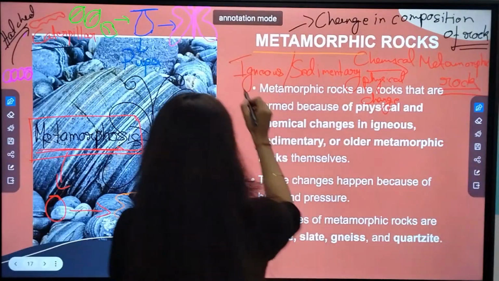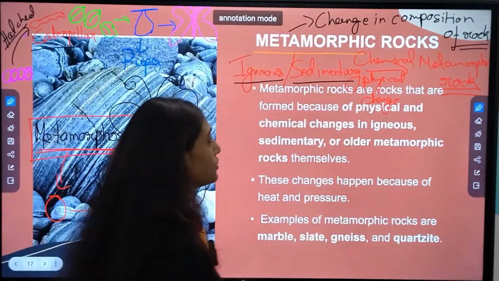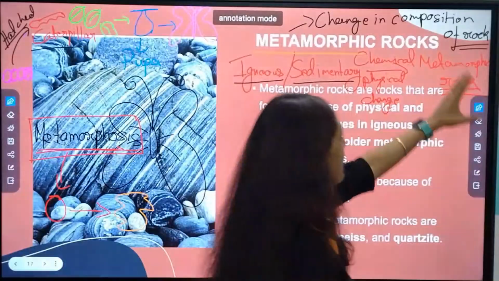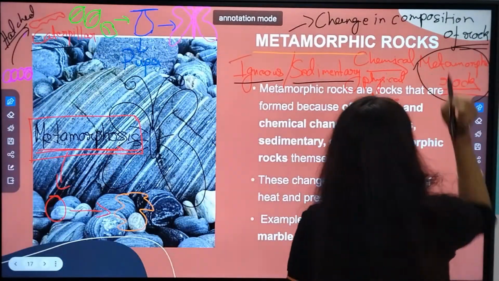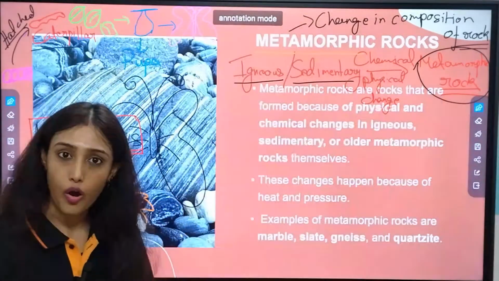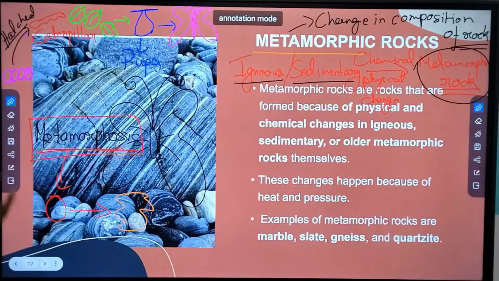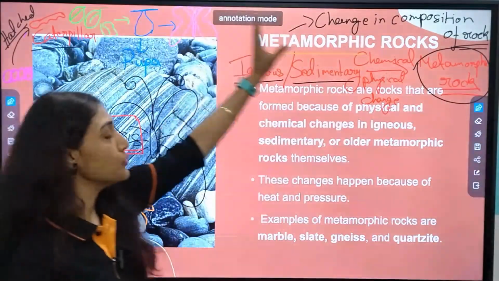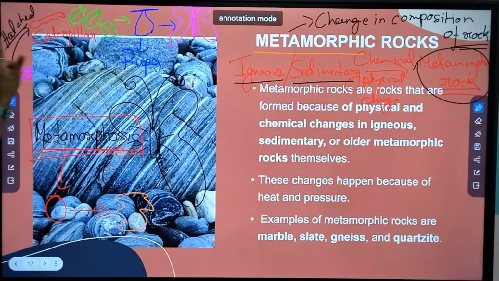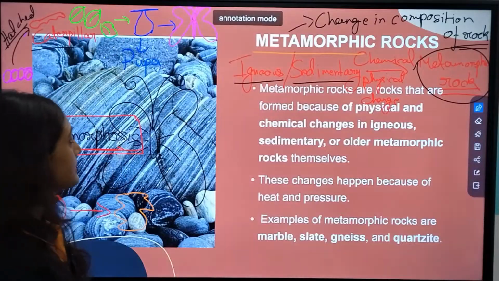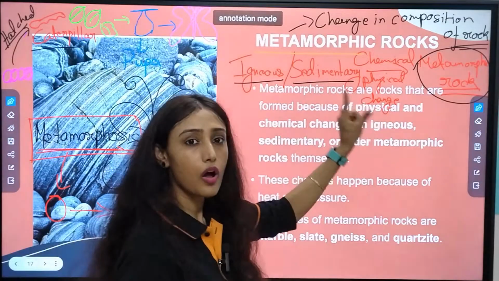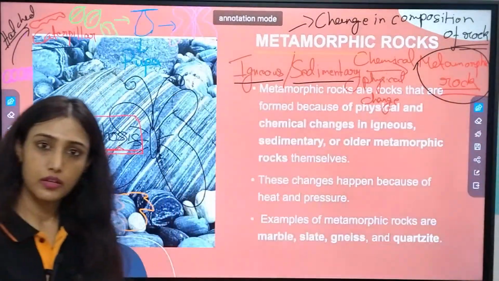So, any igneous rock or sedimentary rock, they both change their properties and form a new type of rock. That type of rock is known as metamorphic rock. I hope you have understood the concept of what is metamorphic rock. Always remember metamorphosis of caterpillar to butterfly. Similarly, metamorphosis of igneous and sedimentary rock to metamorphic rock. Clear?